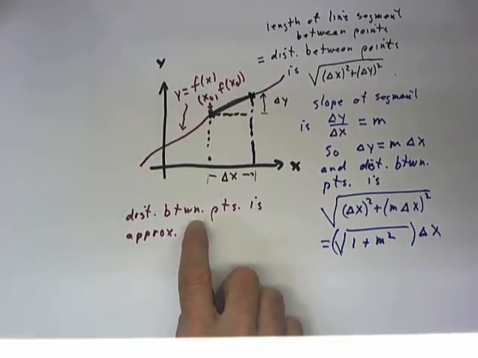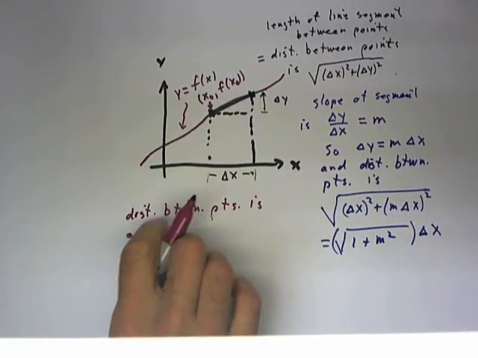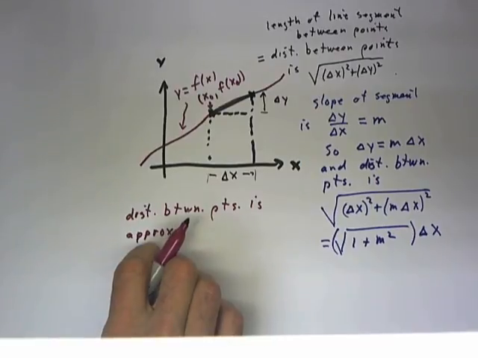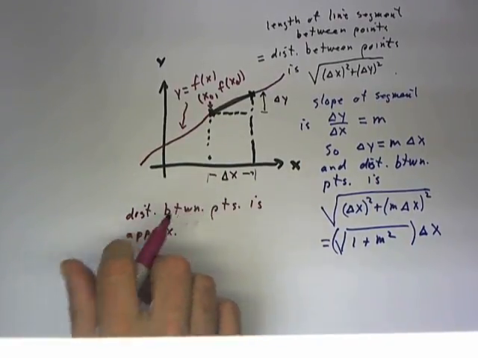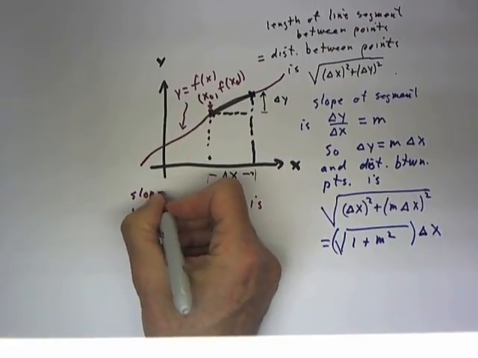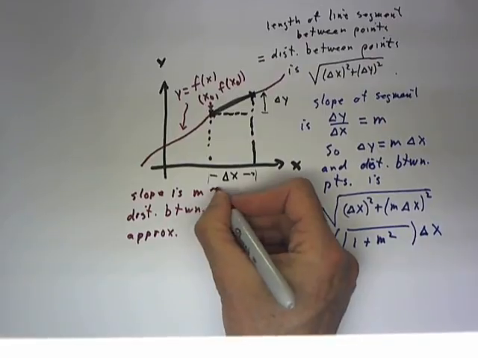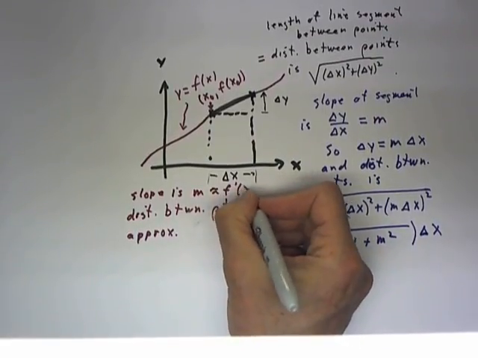I started to get ahead of myself. I wrote down an f here where I shouldn't have. Let's go back a second. We're looking for the expression for the distance between the points. I need a statement to precede this. The slope is m, which is approximately equal to f prime of x naught.